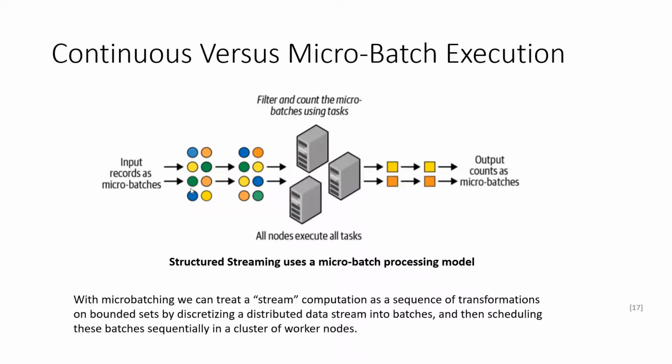The micro-batch based model provides an alternative to the one-at-a-time processing model. Here the input records are processed as small batches, and the output results are also produced as small batches. The important thing here is that we can apply batch processing techniques. We can use the same cluster of nodes to process each batch.